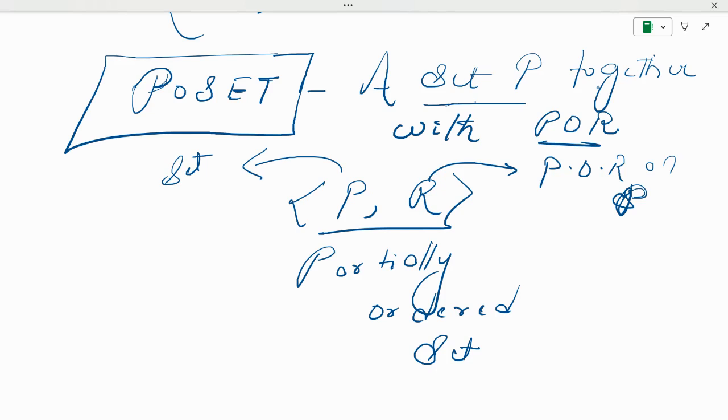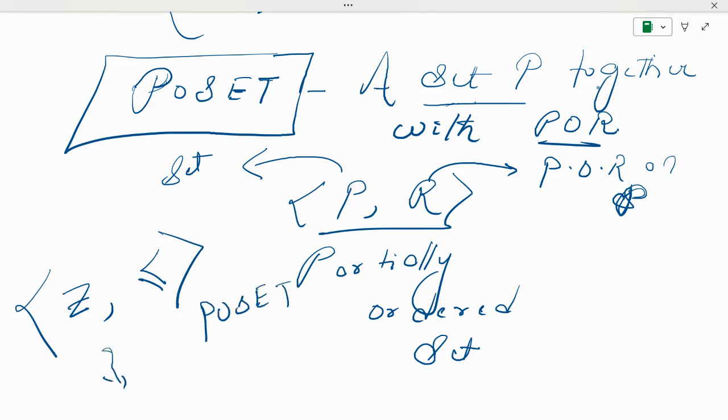So if we say Z with less than or equal to, then it is also a poset. Why? Because Z is the set and this operation on Z is a POR. So if any operation defined on a set is a POR, then altogether both are known as a poset.